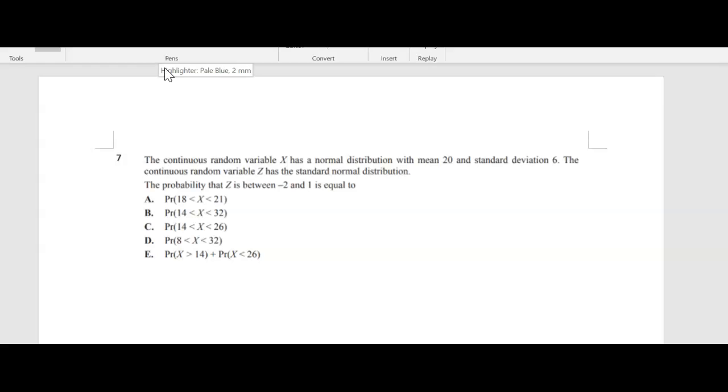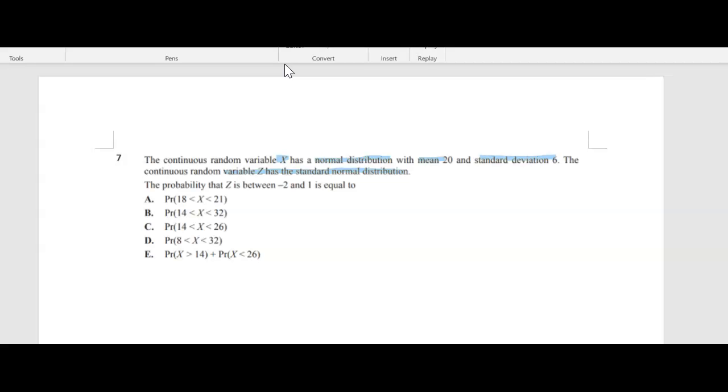Hey, so this question, and they're very similar, you can do them on your calculator. Whenever you see normal distribution, you tend to just use your calculator to do it. So X is just a normal distribution. We have a mean of 20 and a standard deviation of 6. And then we're introducing a standard normal distribution. Whenever we do a standard normal distribution, the variable is usually Z to represent that.